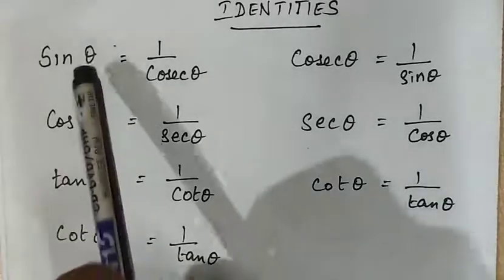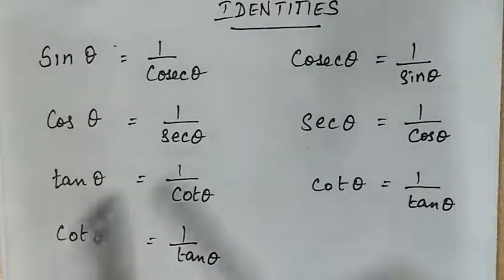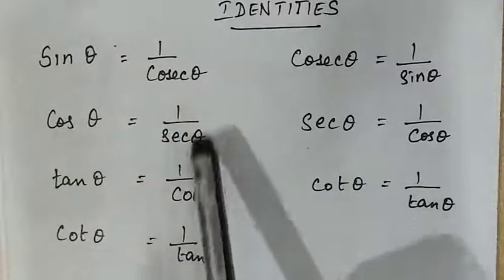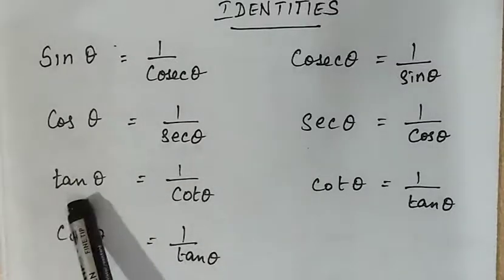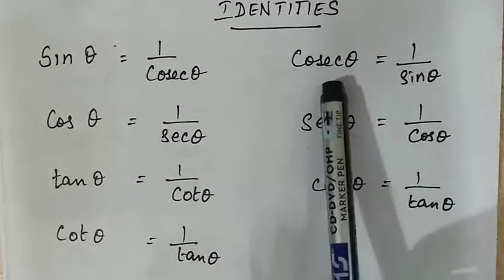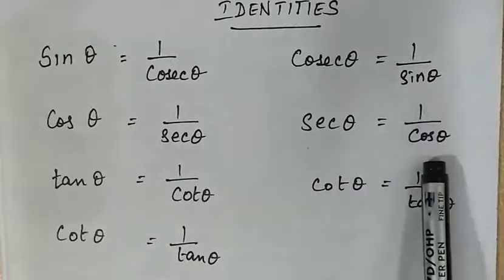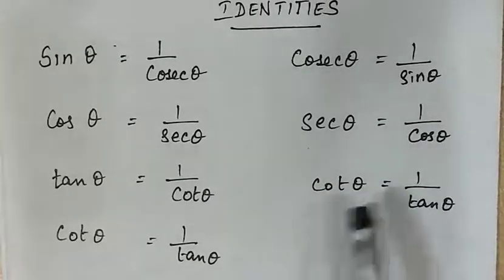So in the place of sin theta, we can write 1 upon cosecant theta. Cos theta, we can write 1 upon secant theta. Tan theta, 1 upon cot theta. Cot theta, 1 upon tan theta. Cosecant theta, 1 upon sin theta. Secant theta, 1 upon cos theta.